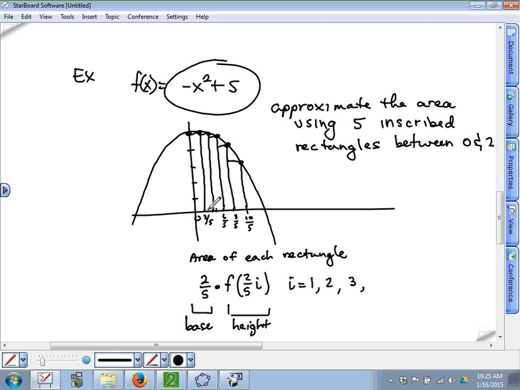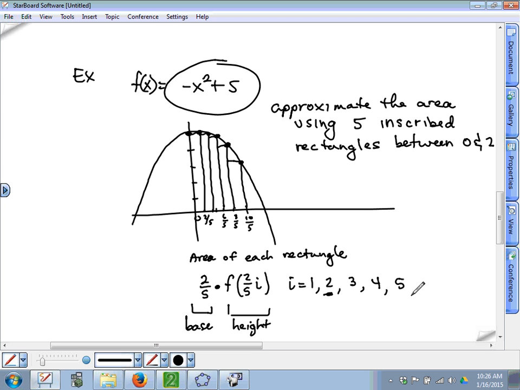What's the next x value I'm going to plug in to find the height of this smaller rectangle here? 2/5 times 2. Isn't that going to be 4/5? Well, that's when i equals 2, so that's 4/5. Do you see where these i's are coming from? Okay. How do I get a 6/5? Well, that's just 2/5 when i equals 3. How many i's do I need here? 5. How come? There's five of these rectangles.